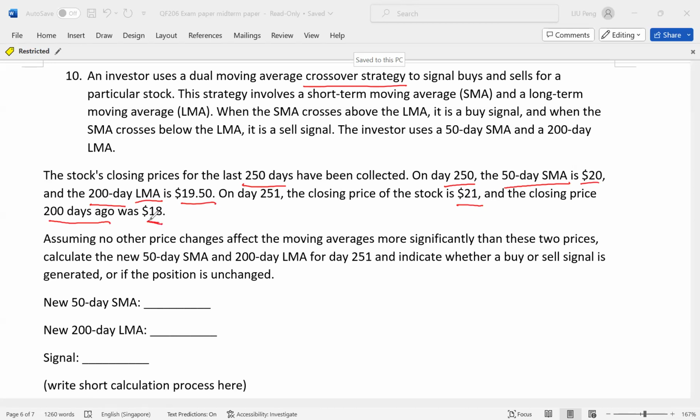So you need to think about why we are given only the initial price and the next day's price, but not the full price history. There's an assumption, and what it asks is to calculate the new short-term and long-term moving average for this new day, and indicate whether we should buy or sell. Let's denote the original day as lowercase t, and this as t plus 1.